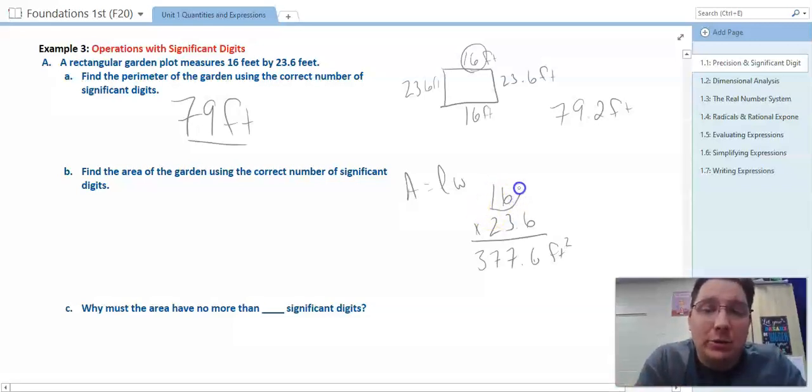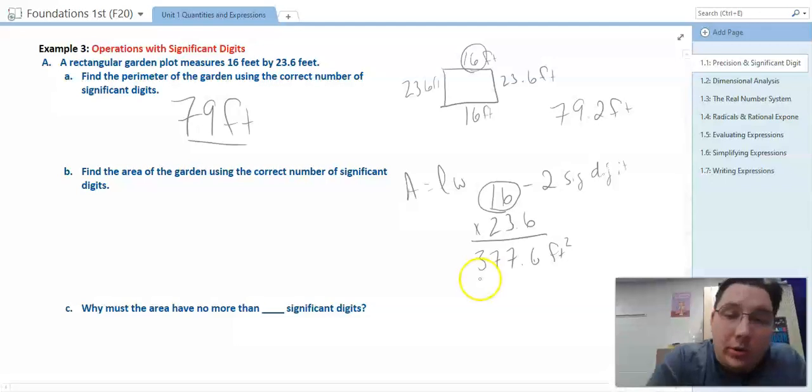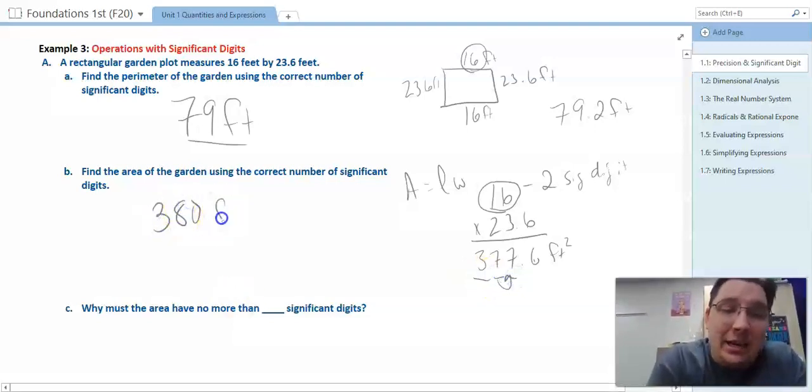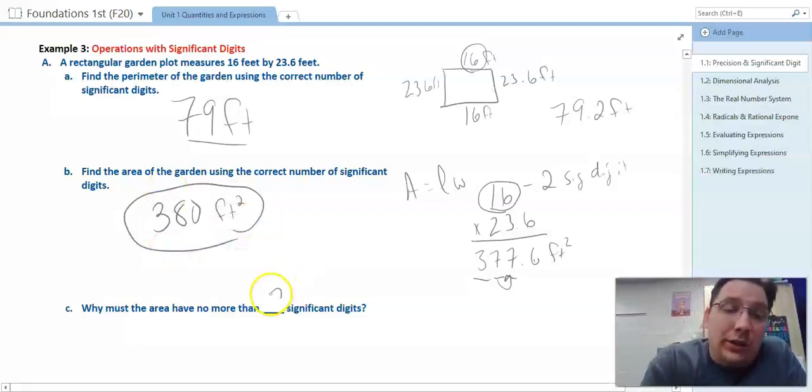So our least precise measurement is still this 16, but it has how many significant digits? 2 significant digits. So our final answer can only have how many significant digits? 2. So 1, 2, we look next door for rounding. The 7 is going to round us up, so it's going to be 380 square feet with the appropriate number of significant digits.